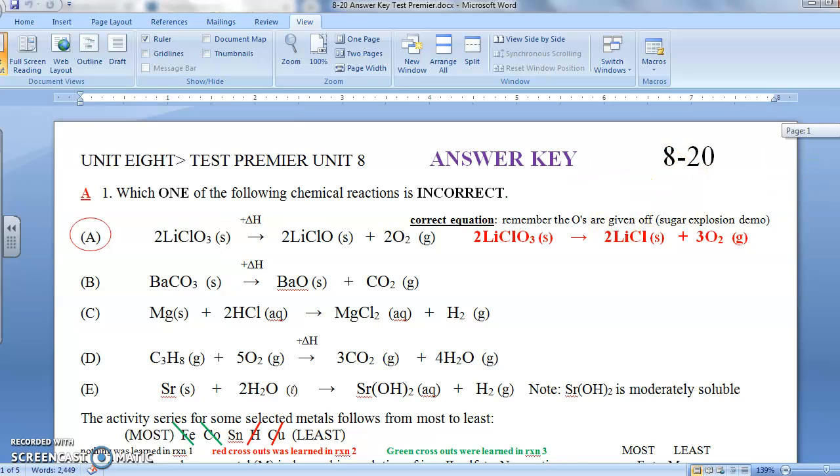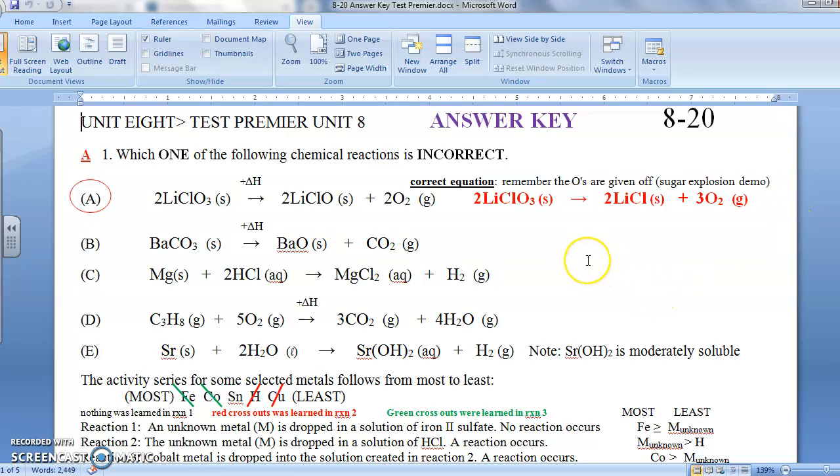Here we go. Question number 1. Which of the following chemical reactions is incorrect? Let's take a look at this first reaction. This is a decomposition reaction. We have one compound falling apart into two or more products. And this is specifically the decomposition of the chlorate ion, ClO3.